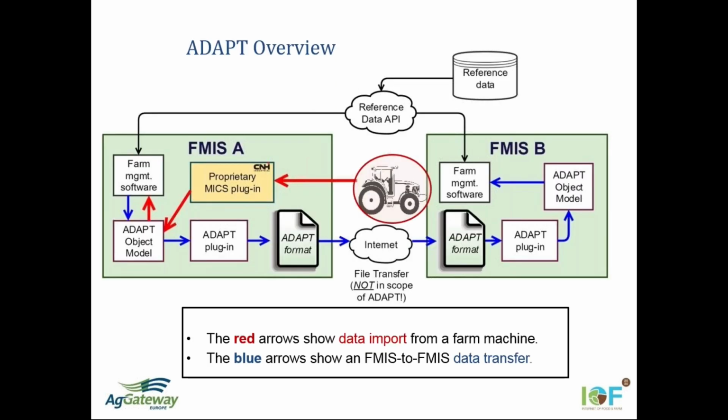So here's an overview that has another way of looking at the function here. Starting with the machine and the information on here, I've used for the visual the CNH proprietary plugin that we're working on and will be out very soon. So you'd start with the machine and you would send it through the proprietary plugin, which would put the output into the ADAPT object model.